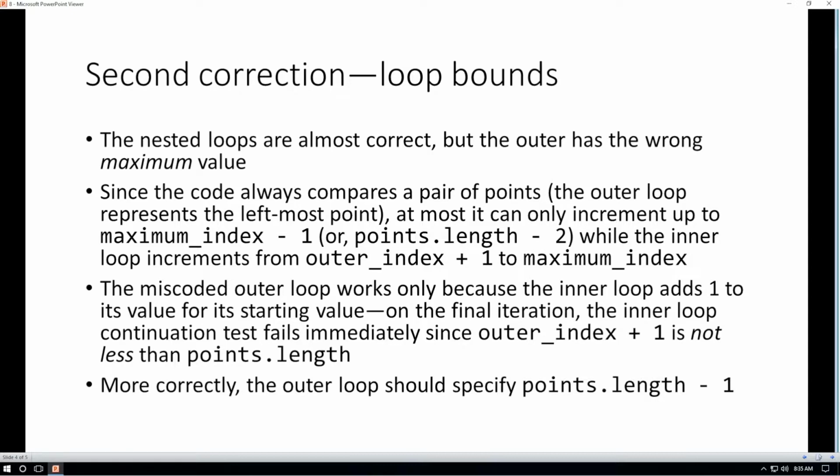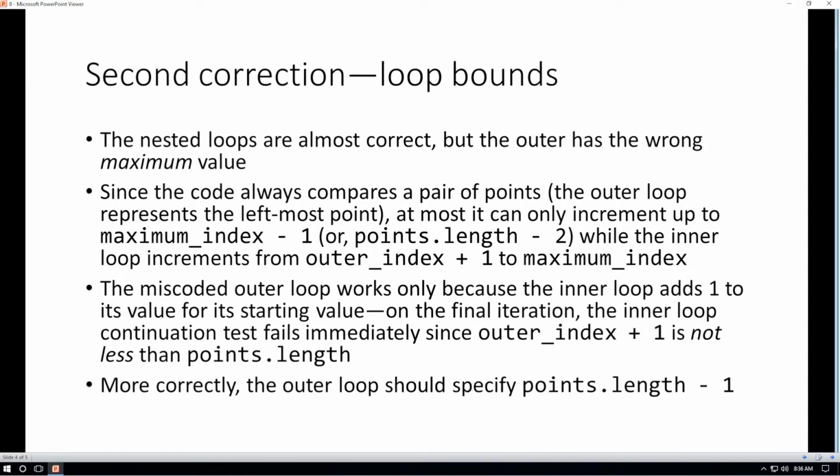The maximum index for the inner loop is the maximum index of the array, but for the outer loop, it should be the maximum index of the array -1, or the length -2. The inner loop will fail when the miscoded outer loop hits that point of being too large, simply because the inner loop continuation test will not succeed. So the code works correctly, but it's not coded correctly.